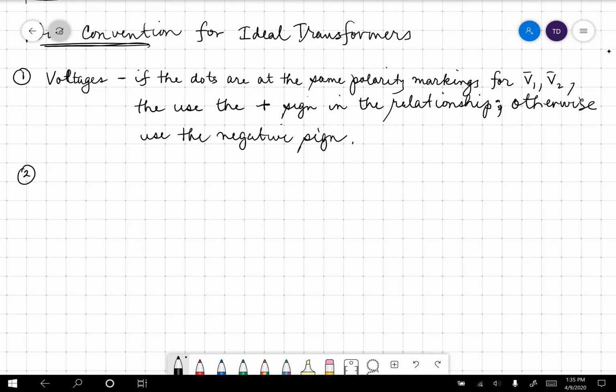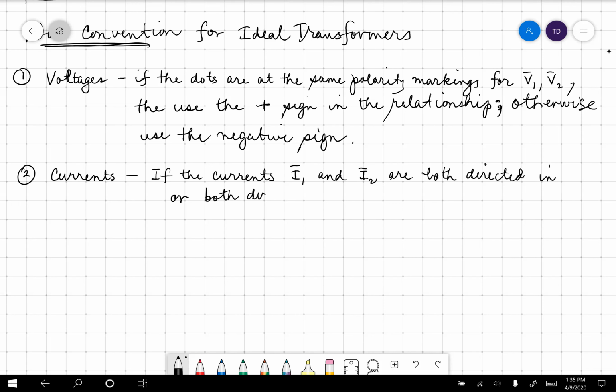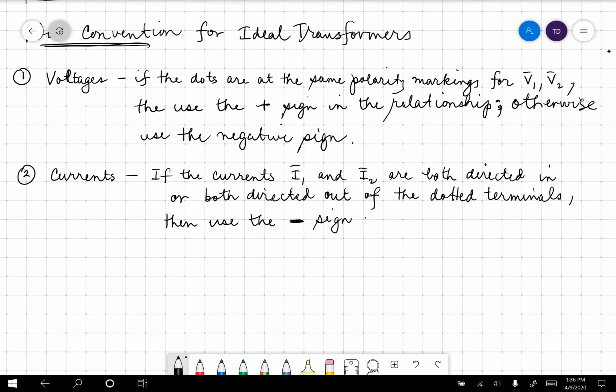Okay? For the currents, it's kind of the opposite. Currents. So if the currents I1 and I2 are both directed in or both directed out of the dotted terminal, then use the negative sign. Use the negative sign in the I1, I2 relationship.